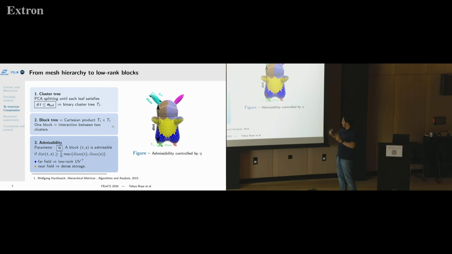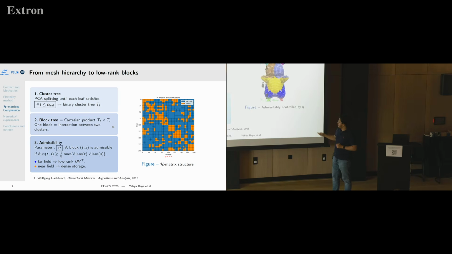And the revolution with hierarchical matrices is the low rank approximation. So the idea is 2 clusters are far away. They will not really interact. So we can approximate the block corresponding by a low rank approximation. So this block, for example, the foot of Pikachu is quite far from its ear. And you can say if you press on its ear, hopefully his foot won't move a lot. So the corresponding block can be approximated by a low rank approximation.